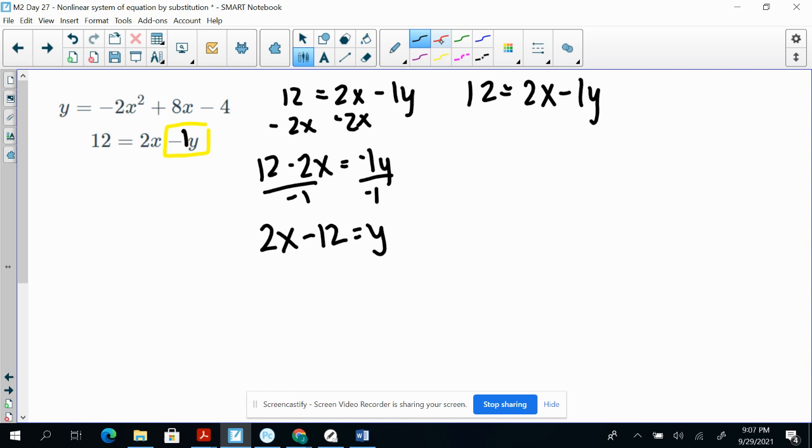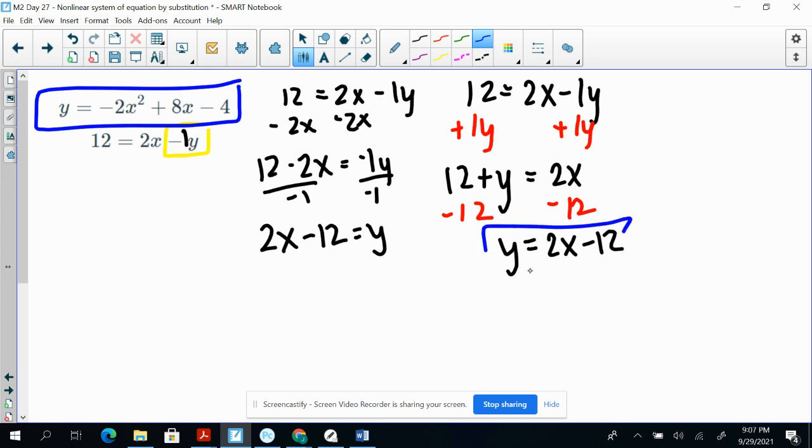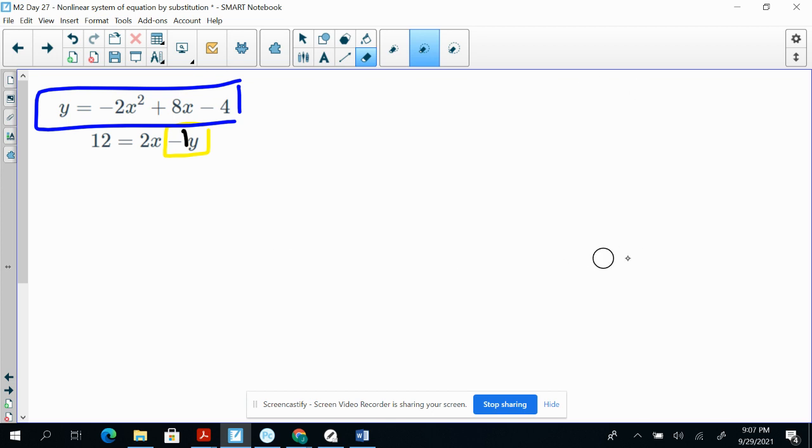So I'm going to move my y. And then I have 12 plus y equals 2x. And then I'm going to move my 12. And y is going to equal 2x minus 12. Same thing, same math. It's just whichever one makes sense to you. So now that I have y equals and y equals, I can rock and roll for solving. Get rid of this. So we're going to set them equal to each other.